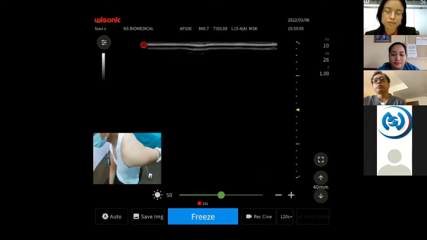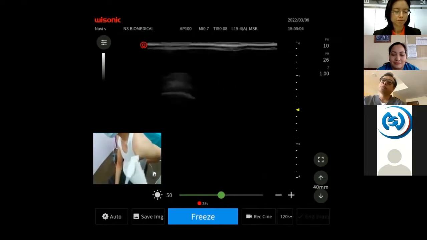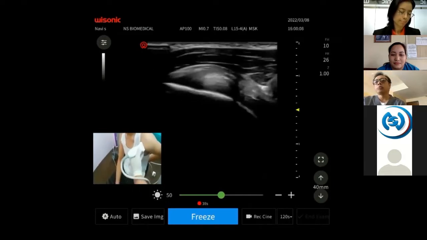So what this maneuver does is it brings out the supraspinatus muscle and tendon from below the acromial edge. After positioning the patient, we'll put our probe along the long fibers of the supraspinatus muscle.